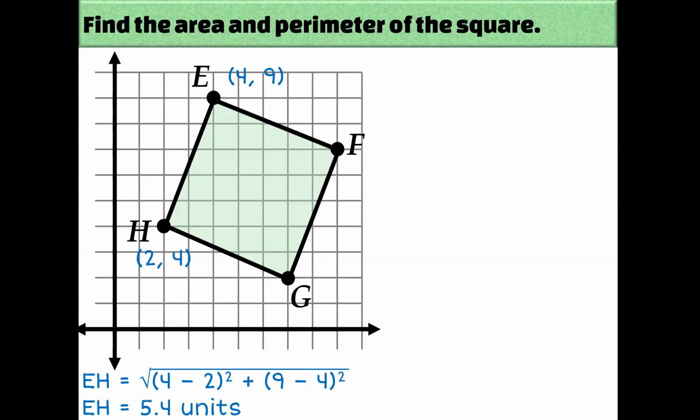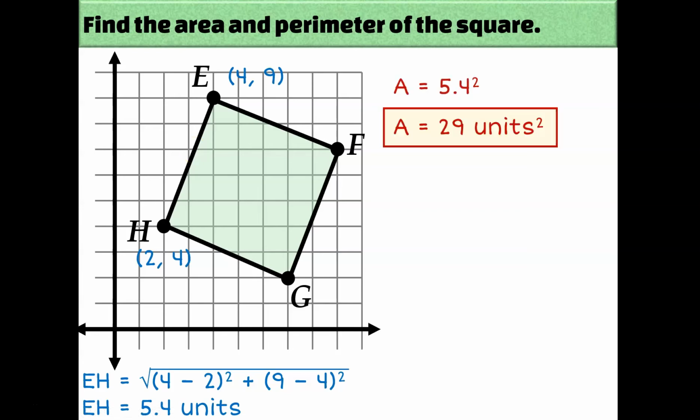Now I can use that information to calculate the area. The area of a square is equal to the side length squared, which should give you an answer of 29 square units. However, you might have gotten an answer of about 29.16 square units if you had used the rounded version of 5.4. But remember where this 5.4 came from. It came from the distance formula. It was not just 5.4, that was the rounded decimal of 5.385164807 and so on. So if you use that entire decimal in your calculator and square that, instead of squaring just 5.4, you get the exact answer of 29 square units.